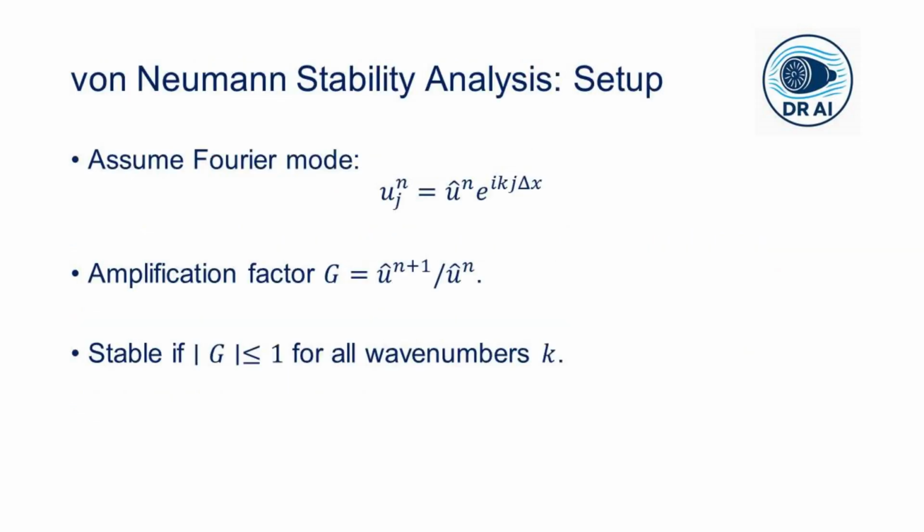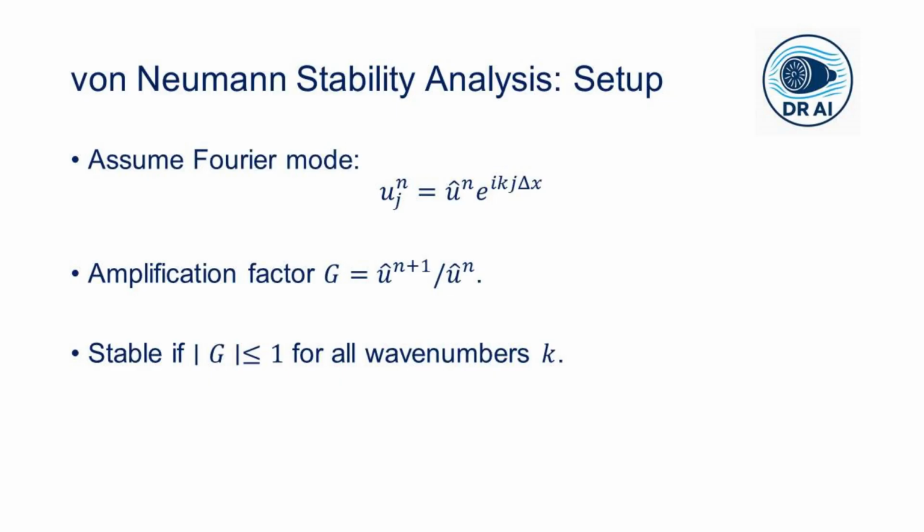So, to understand when this scheme is stable, we perform a von Neumann stability analysis. The idea is to decompose the solution into Fourier modes and examine whether each mode grows or decays. So assume a solution of the form as displayed, that u_j^n is equal to u^n times e^(ikjΔx), where k is the wave number and i is equal to the square root of minus 1, which we already know.